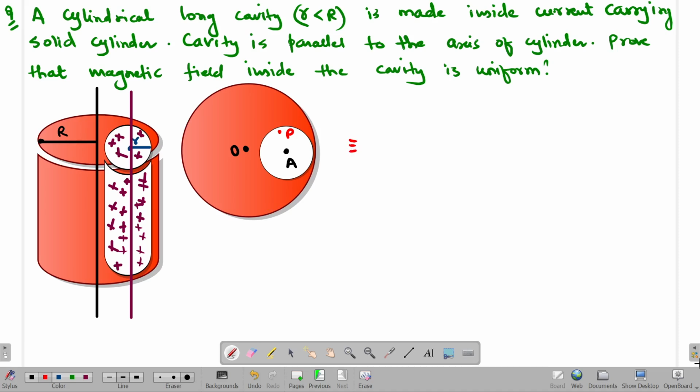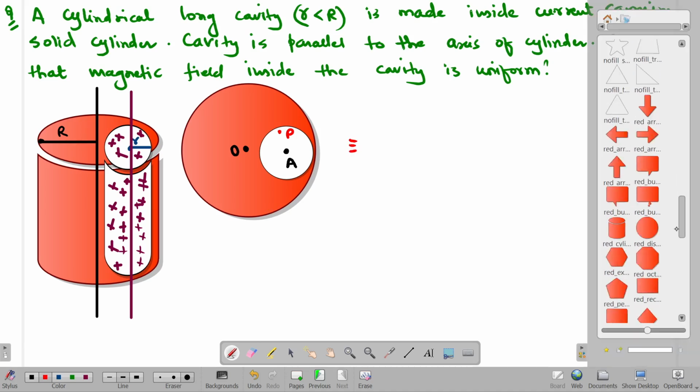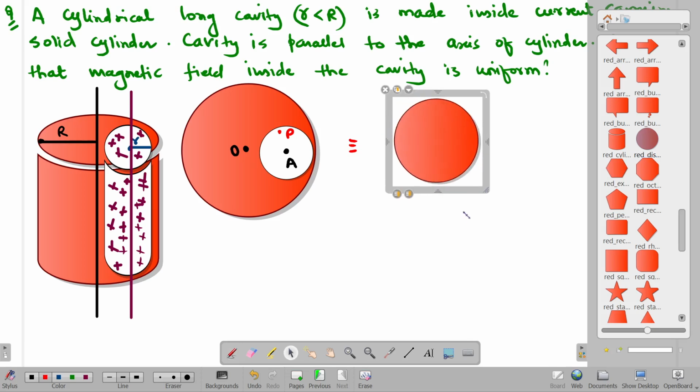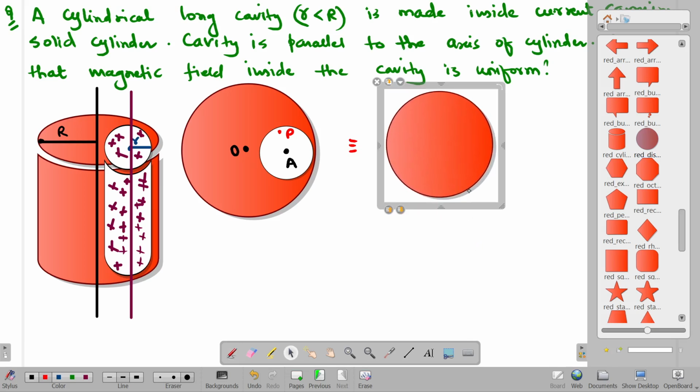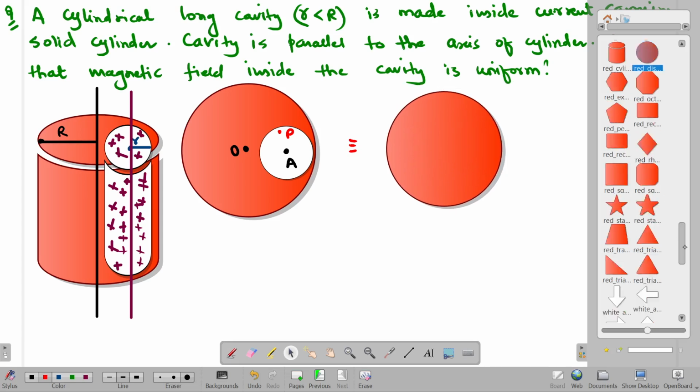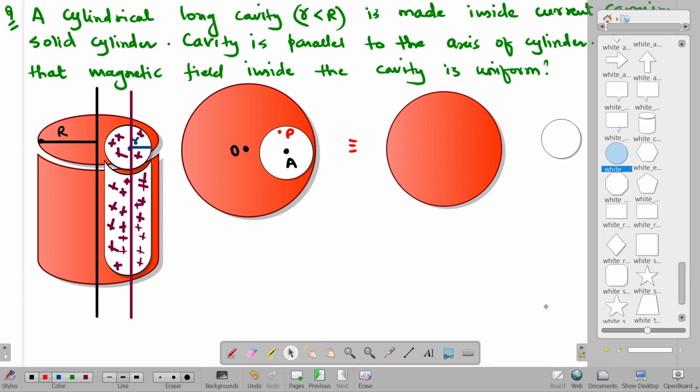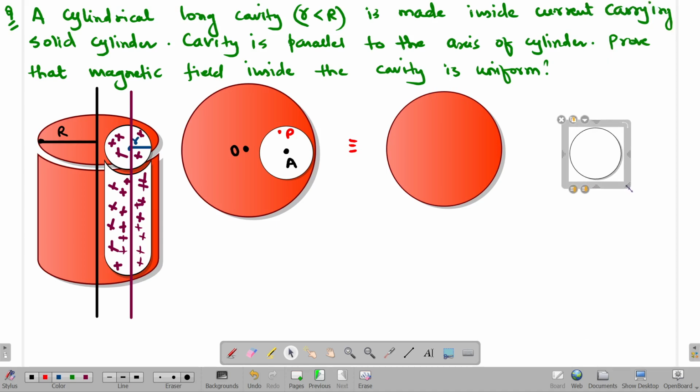So how can we imagine this? We can draw a triangle, but before that, consider this situation. First, consider that the whole cylinder has plus J current density, while the cavity has minus J current density, just like the electric field we proved earlier. Are you able to get me?